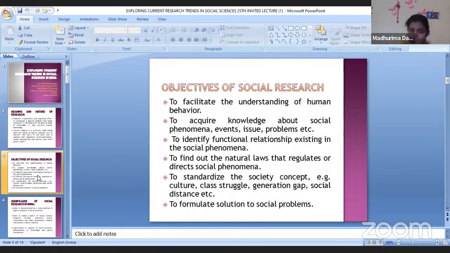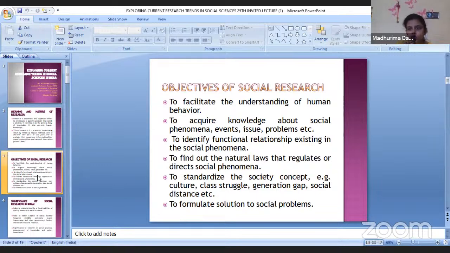Not only that, as I was talking, another major objective of social research is that it helps to formulate solutions to social problems. I was giving the example of poverty, the example of crime against women, or be it the example of any kind of child labor, drug addiction. These are all problems which are gripping our society. So the task of social research is to give solutions to such problems.